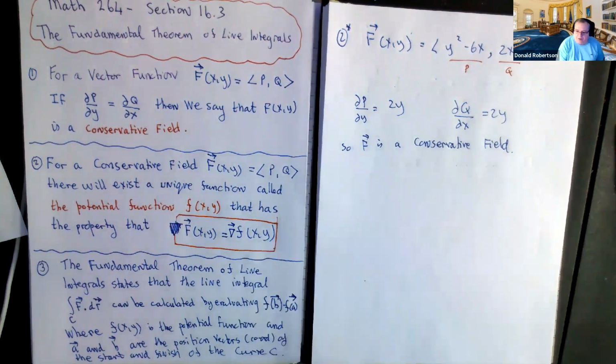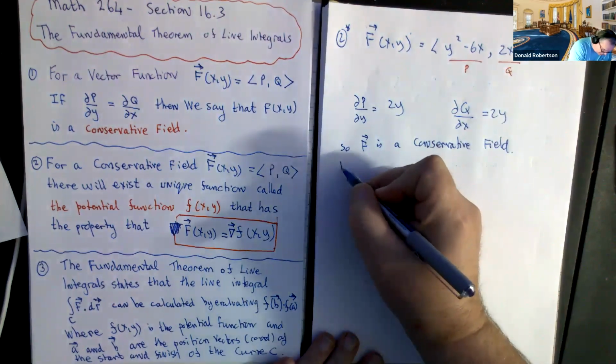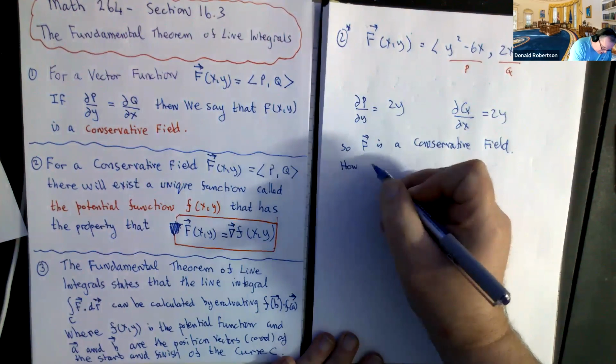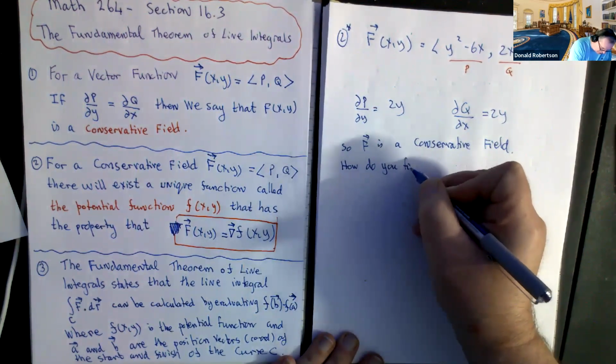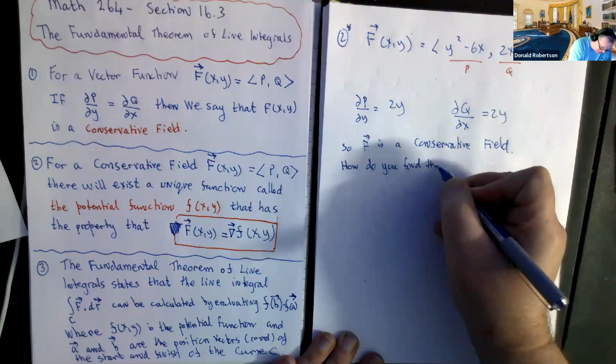So what we're left with now is a bit trickier. We are now going to try and find, so essentially, this is what we're going to do. How do you find the potential function?